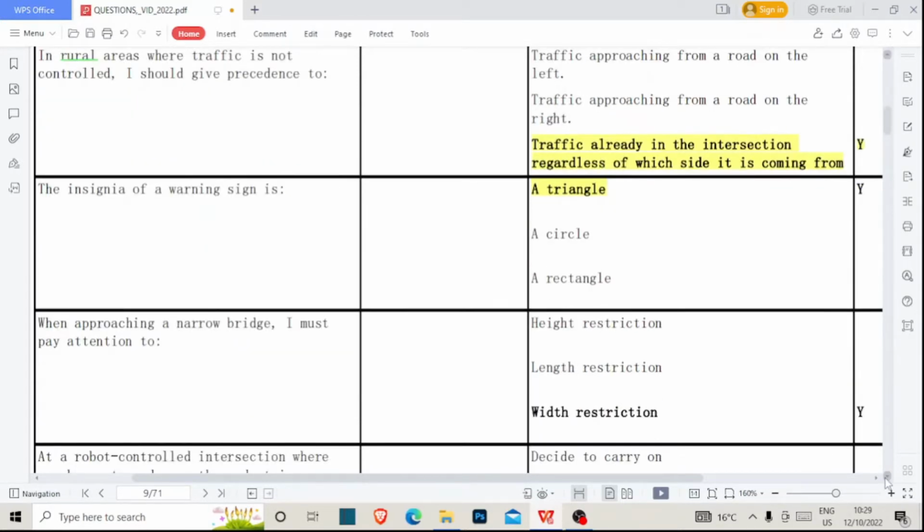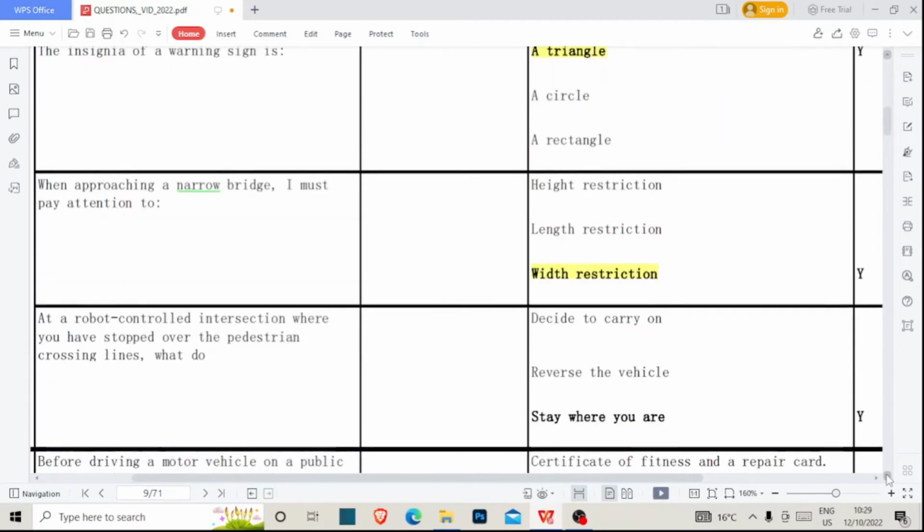When approaching a narrow bridge, I must pay attention to: is it height restriction, length restriction, or width restriction? Well, when you are approaching a narrow bridge, the keyword here is narrow. Narrow usually describes width, right? So that's our correct answer here.